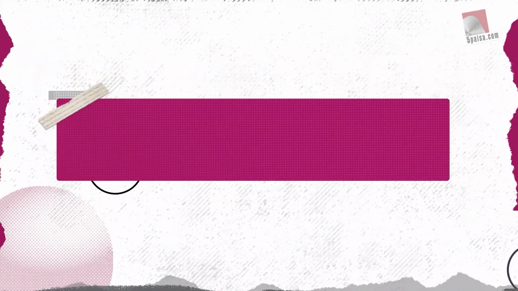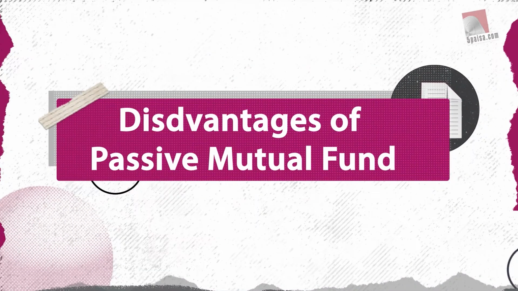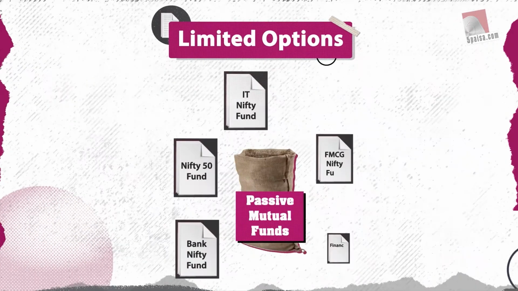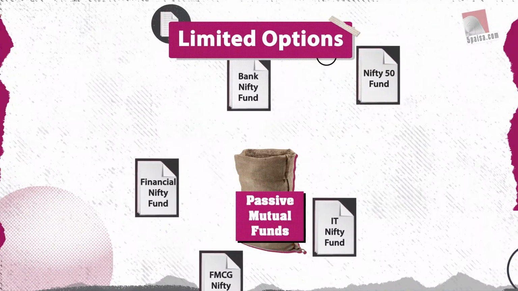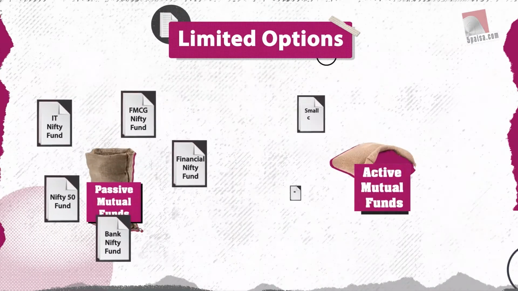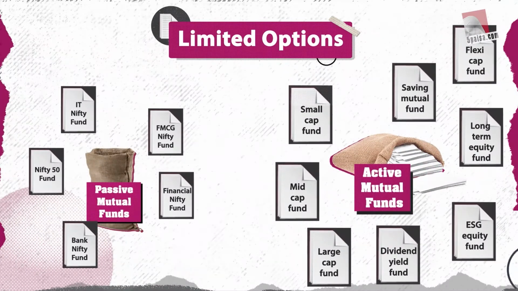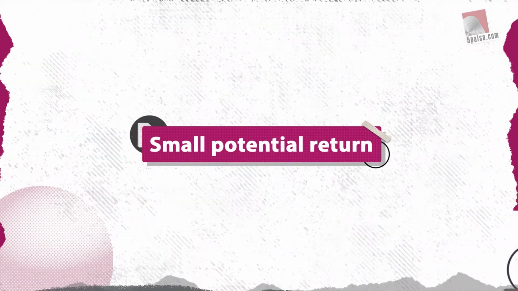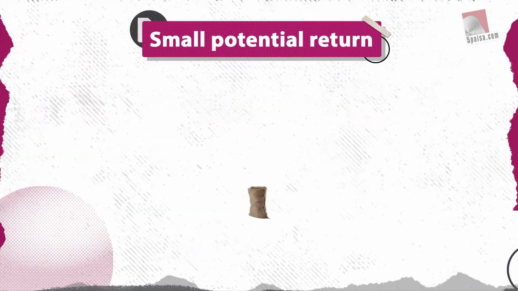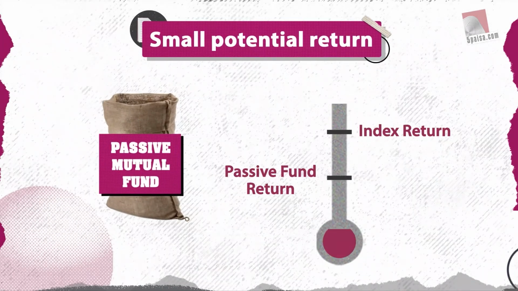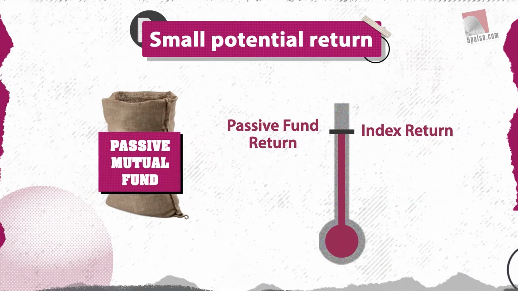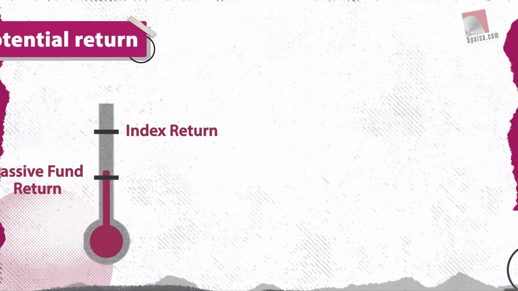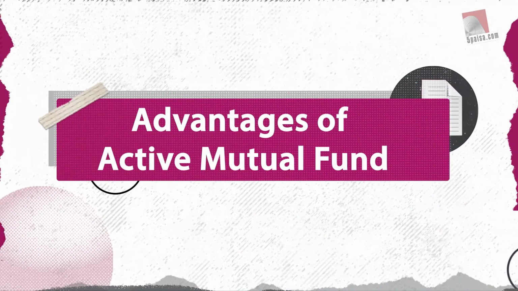Now, let us take a look at the disadvantages of passive funds. The first disadvantage is limited options. This means that the options of investing in passive funds are only limited as compared to the active funds. The second disadvantage is the small potential return. And this means that passive funds can give returns that are equal or lower than the index, never more than the index.